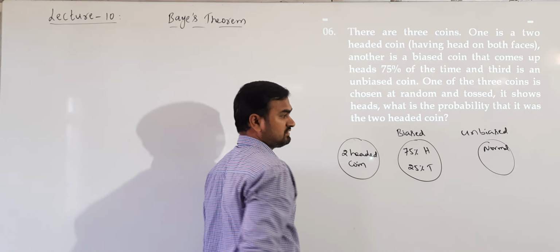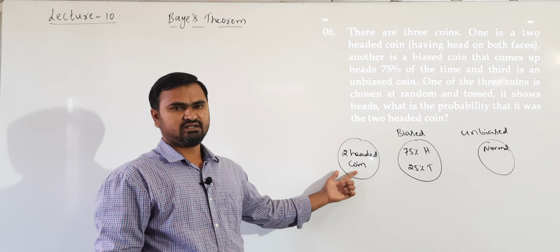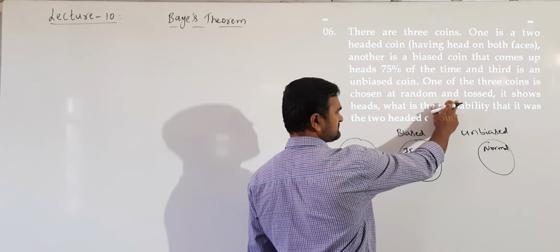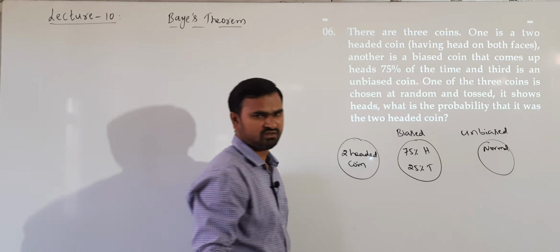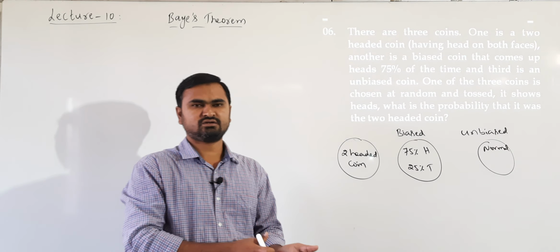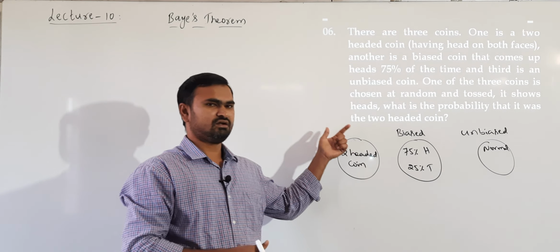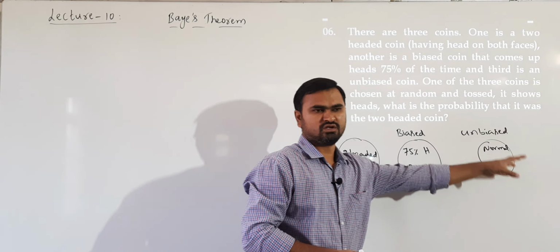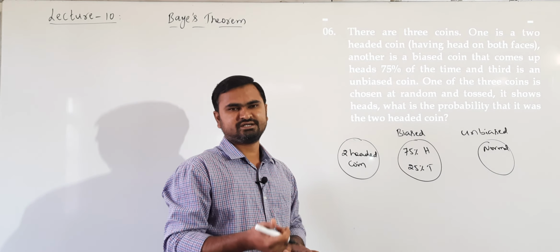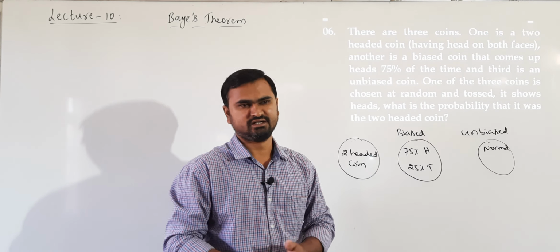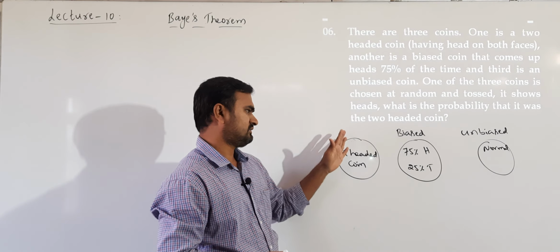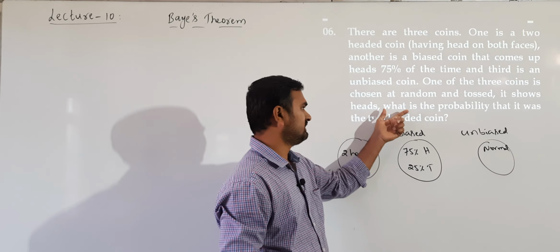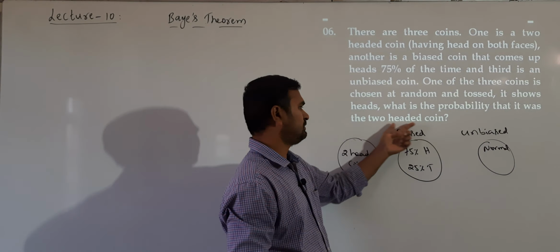Now one of these coins is taken and we are tossing it. One of the three coins is chosen at random and it is tossed. It shows heads. We are tossing the coin and we know the result, it is a head. Now it can be coming from any one of these three coins. It may be coming from either the first coin or the second coin or the third coin. Now we are finding the probability that it was a two-headed coin.